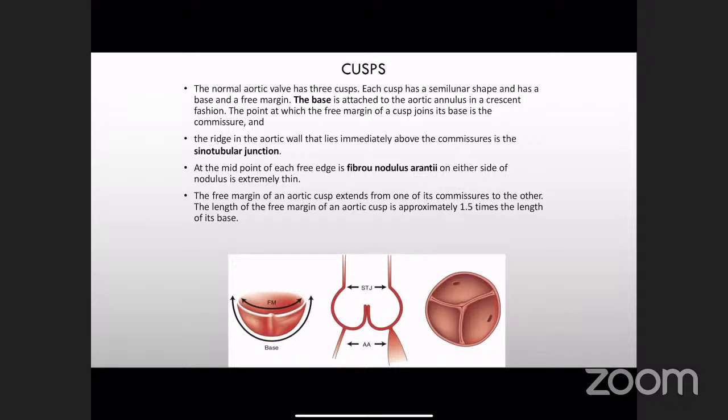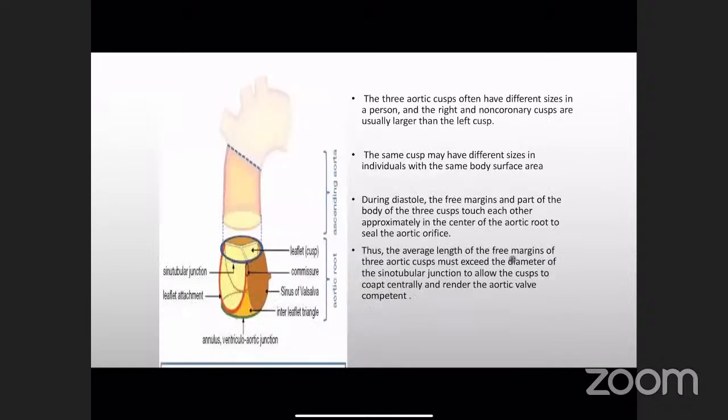The free margin of the aortic cusp extends from one commissure to the other. The length of the free margin of the aortic cusp is approximately 1.5 times the length of its base. The 3 aortic cusps often have different sizes in a person, and the right and the non-coronary cusps are usually larger than the left coronary cusp.